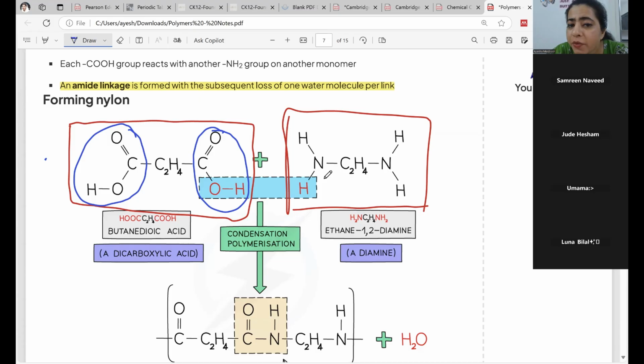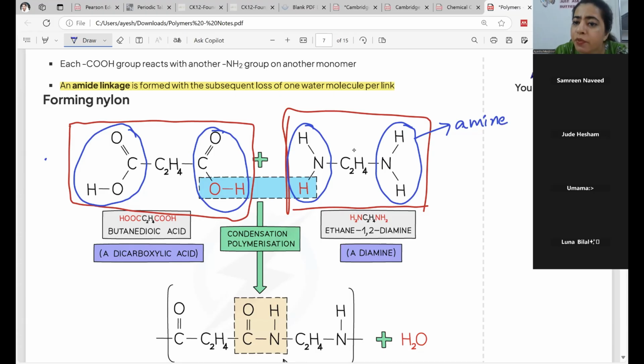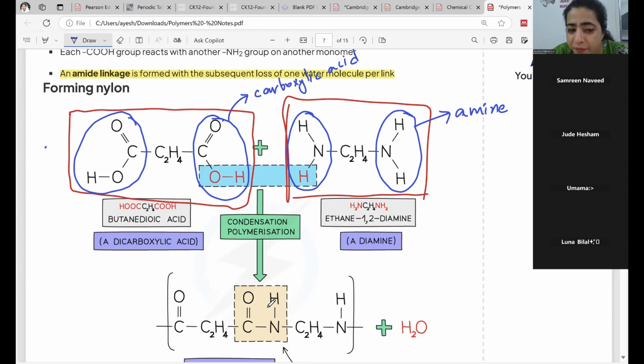Then if you check this second monomer, it has NH2 over here and NH2 over here. When they have NH2, we call them amine. It's the amine functional group. And when we have COOH, we call it the carboxylic acid functional group. This carboxylic acid we did already, and this is going to be the amine functional group. Now what will happen? These two have to connect together to make a condensation polymer. How are they going to connect together? They both have to release some small molecule to make a bond with each other.